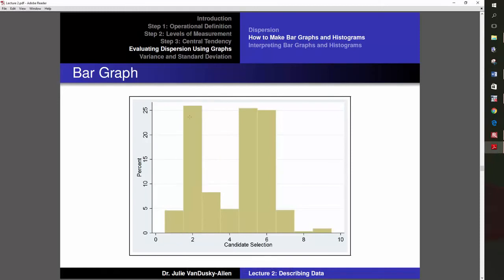Clearly, 2 is the mode in this variable, as it is the value in the data set that is the most common.